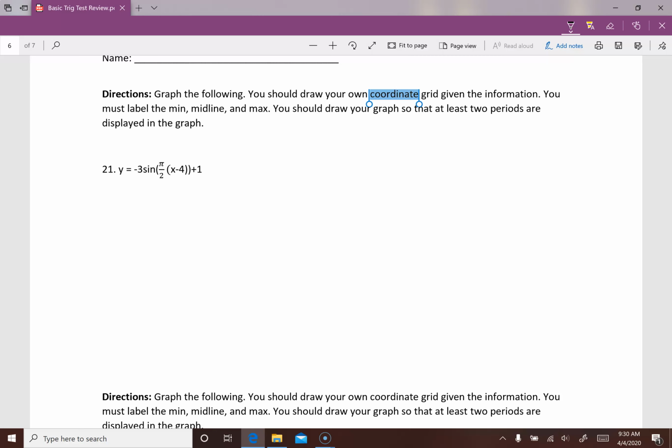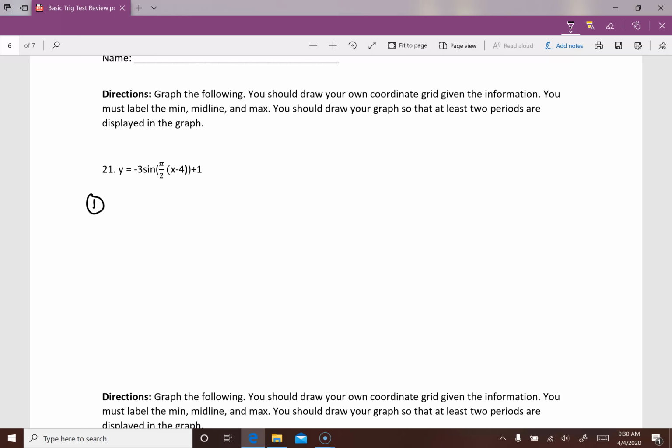Next page here, we're going to graph the following. And you should draw your own coordinate grid, given the information. We should label the min, the midline, and the max, and you should draw at least 2 periods. And I am going to give these same directions on your test. So let's start with step 1.